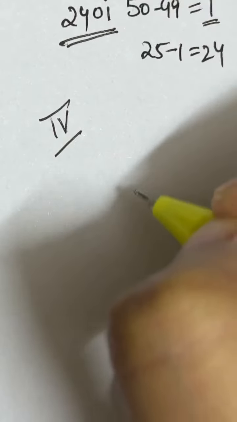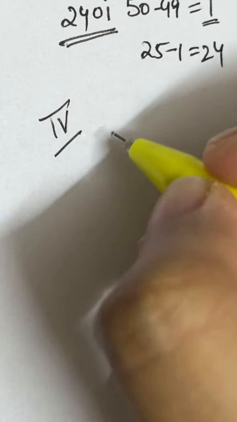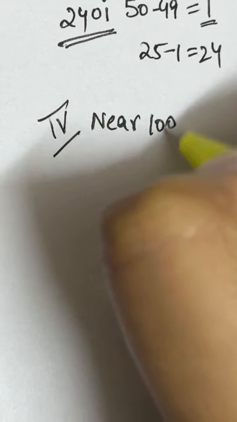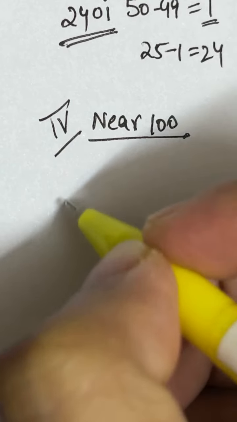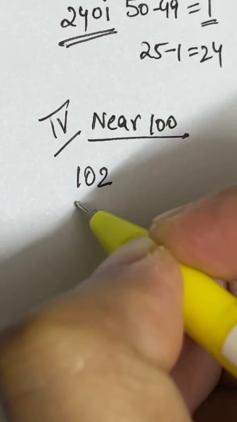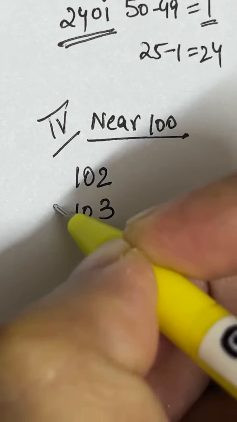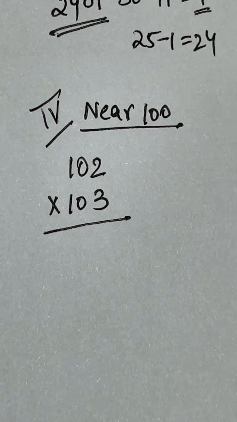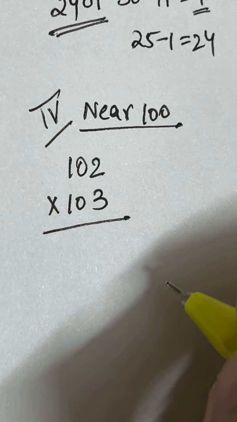Suppose, now this is the fourth one. Now you can multiply any numbers which are near 100. Like suppose you have 102 multiplied by 103. You need to have practice, because listening once won't make you perfect in this, but I usually deal with these calculations, so I wanted to show you all also.